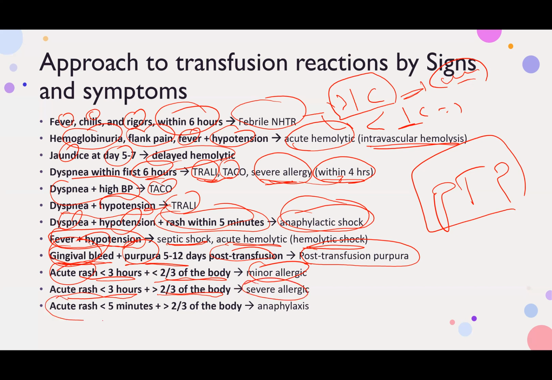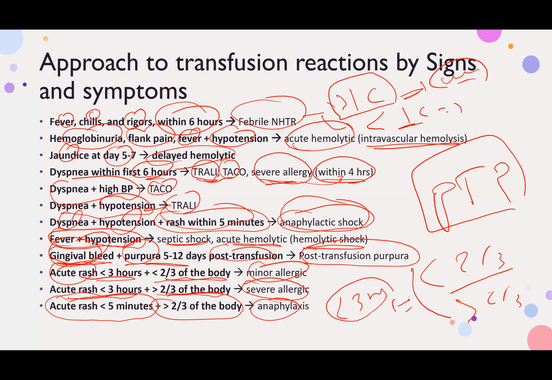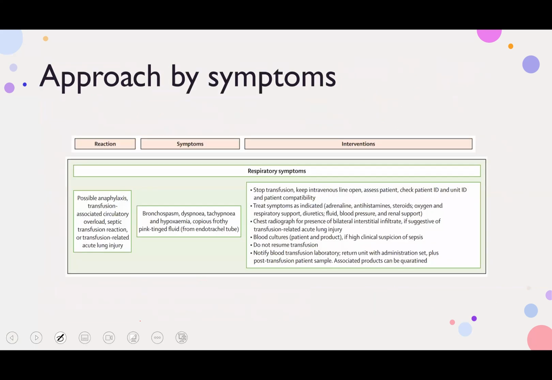Now if the patient develops acute rash within 5 minutes and it is more than 2/3 of the body, this is anaphylaxis, right? So how do you differentiate between minor and severe allergic reaction? The minor involves less than 2/3 of the body and the severe involves more than 2/3 of the body, and both of them occur less than 3 hours after the transfusion. Now what about anaphylaxis? Anaphylaxis occurs very quickly, less than 5 minutes of the transfusion.